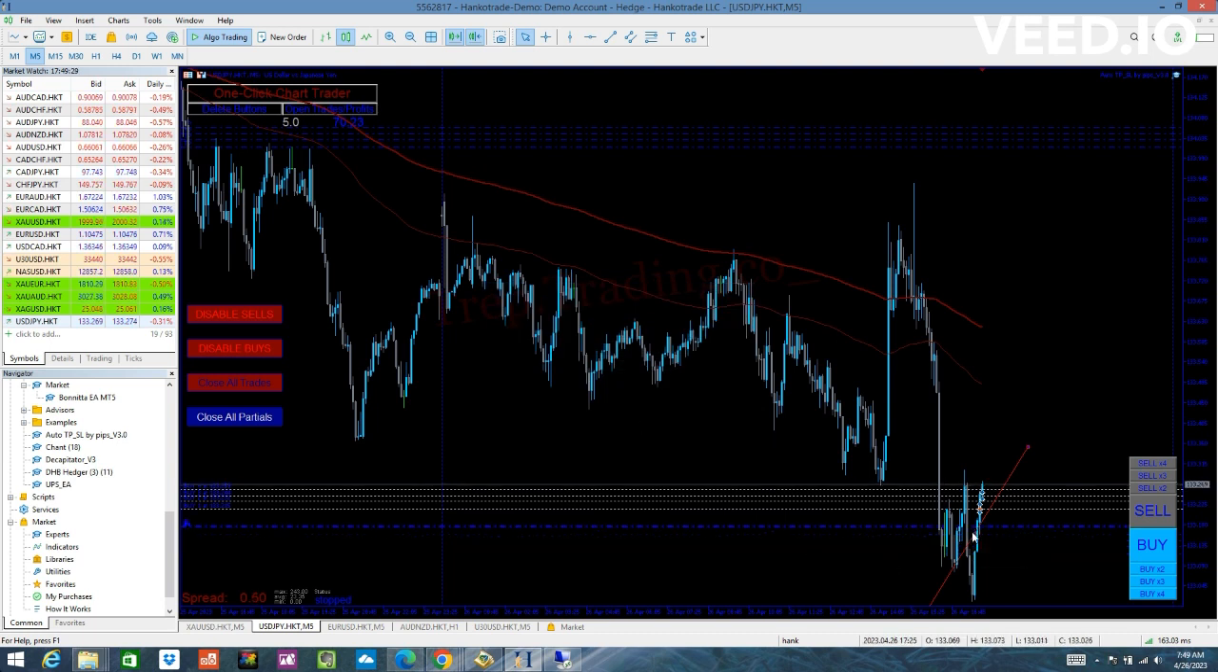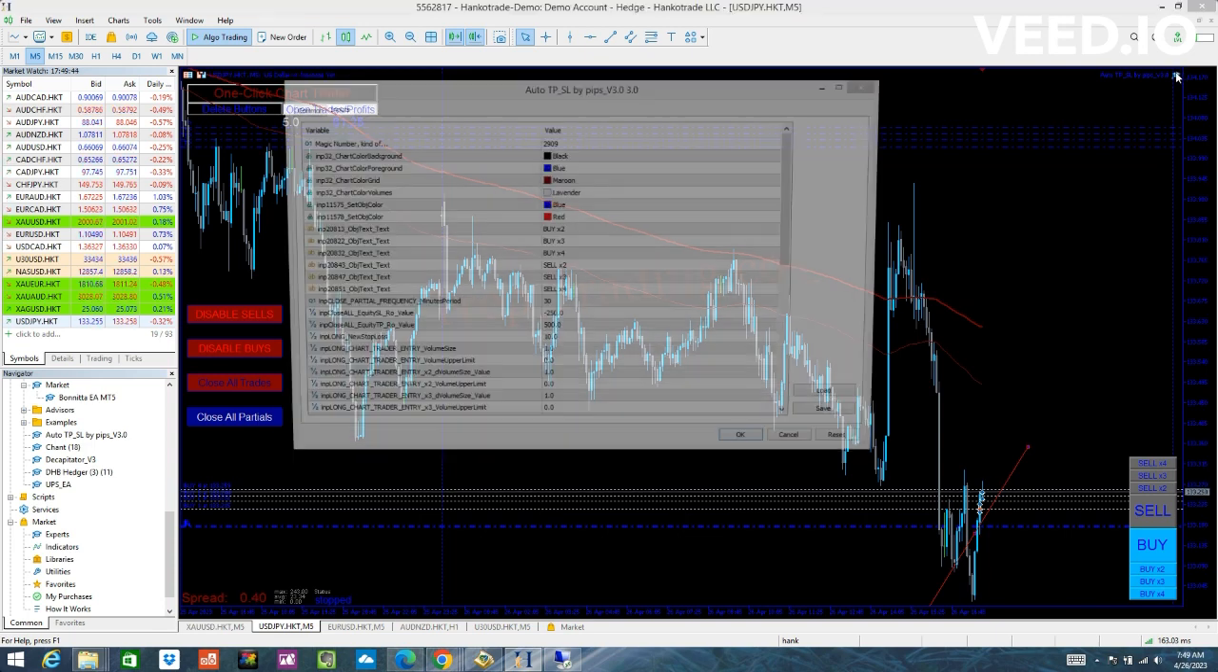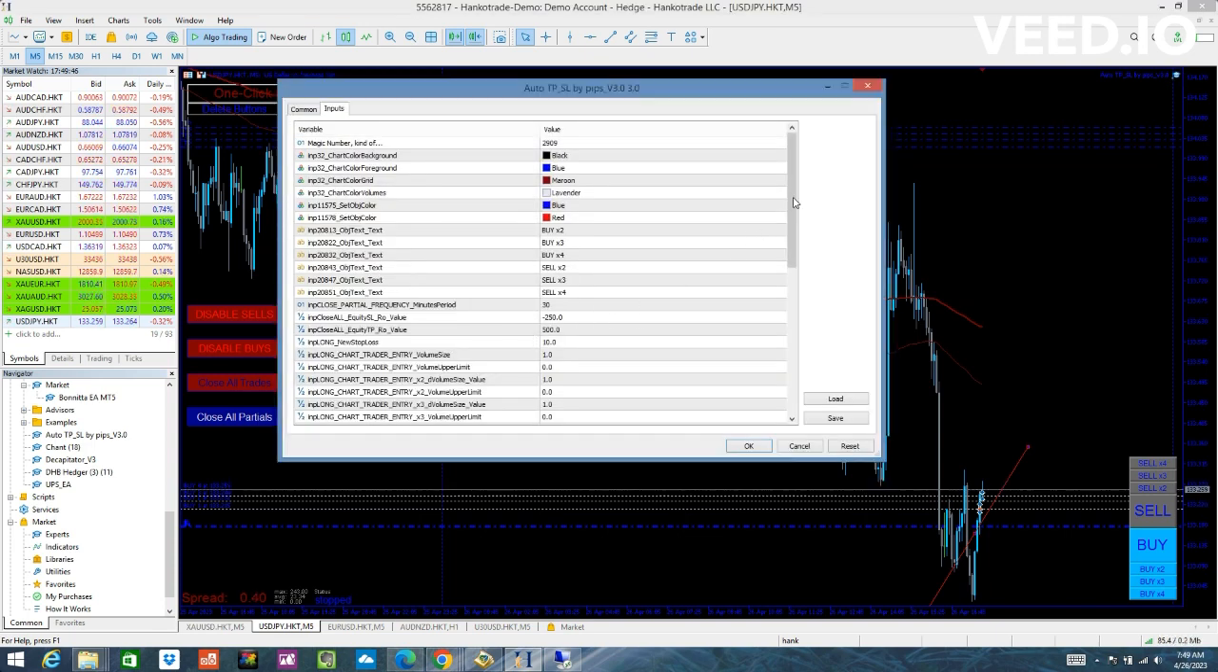See how those stop losses move? Yeah. See that? It's trailing on the current candle. Damn, that's dope. And then I can close partials if I wanted to. It'll close partials every 30 minutes.